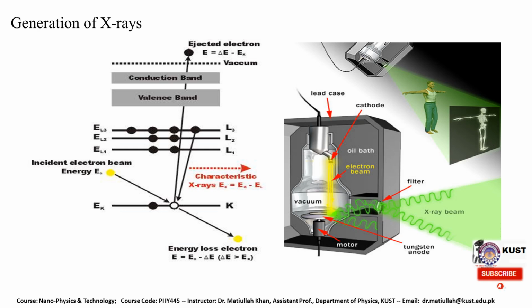So how can we generate X-rays? This is most important. The generation of X-rays can be done by an incident electron beam, where there is a transition of electrons between the energy levels, or the ejection of electrons from the different levels, leading to the generation of X-rays. So we have different machines for that, where we use some external potential difference, and that is utilized to generate X-rays.